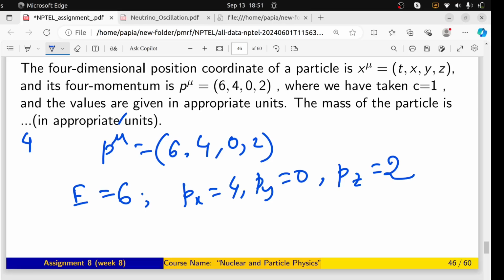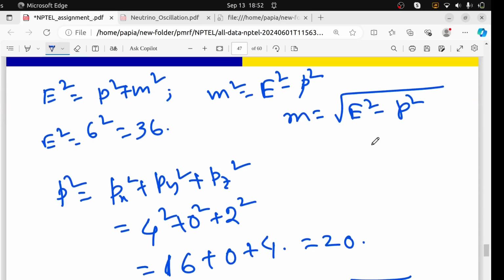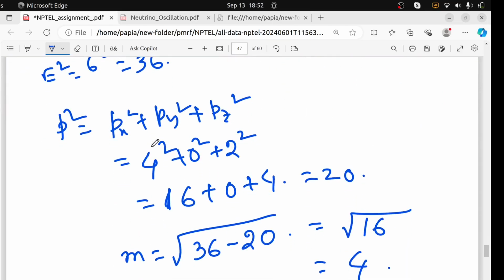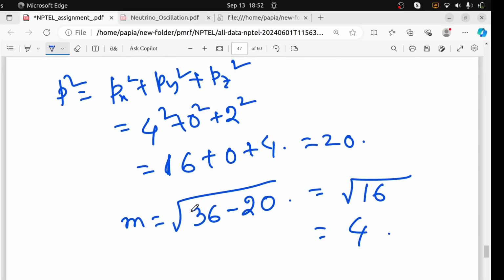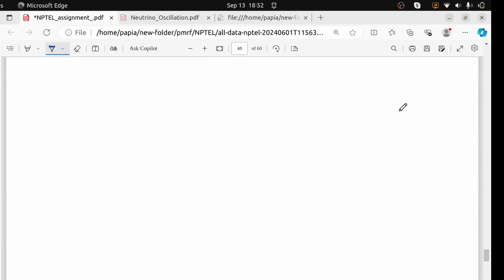It is exactly similar to the question before the previous one. We are just putting E, Px, Py, Pz values, then E square equals P square plus m square, and E square is 36. M square is E square minus P square, m is root over E square minus P square. Then P square I have calculated as 20, m will be root over 36 minus 20, which is root over 16 and equals 4.